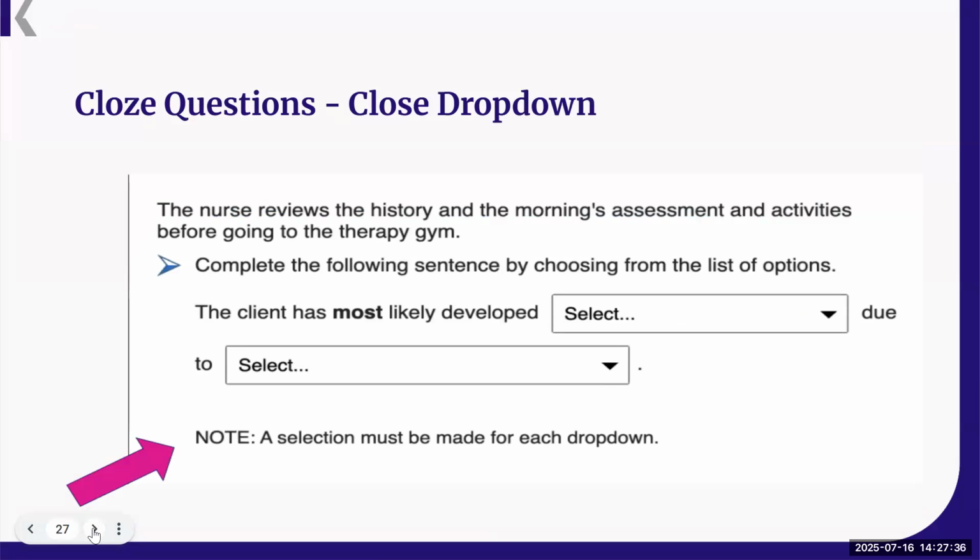Our next item is a drop down cloze also. And here you'll see that, again, they're filling in the sentence and selecting the best response based on the options that they have as they select.